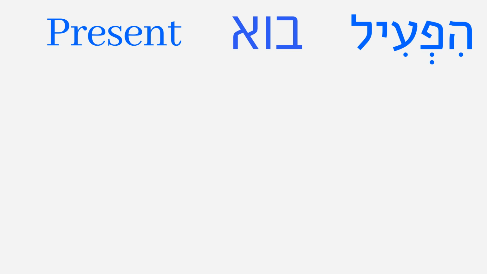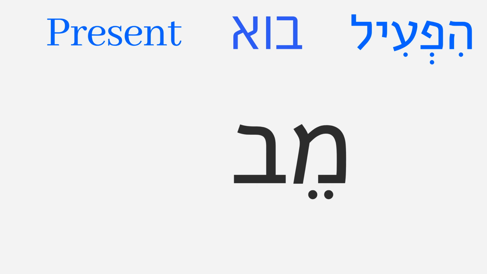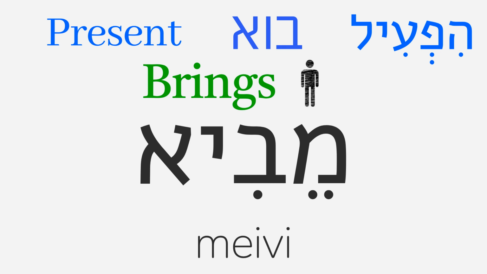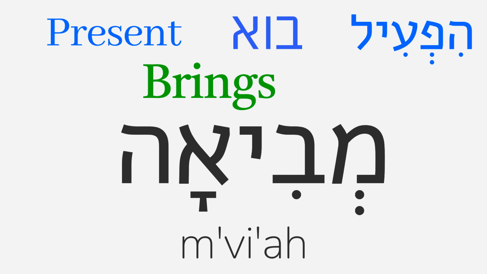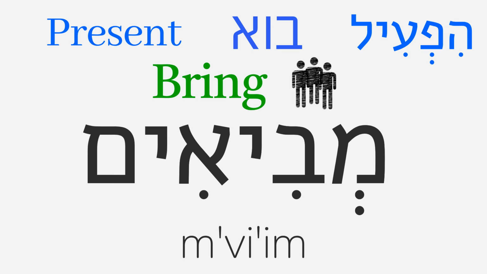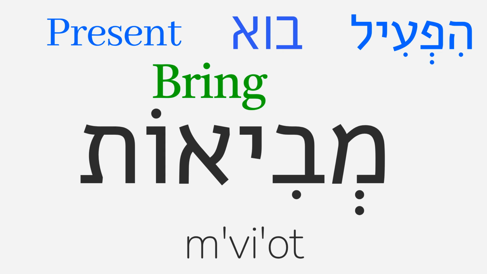The present tense is a little more irregular with hollow roots. The masculine singular form of the hifil present tense of the hollow root bet vav aleph starts with the usual mem, but with these roots, this mem will have a tsere. Then we'll have the first root letter, hirek with yod, and third root letter. Mevi, brings in masculine singular form. To make the other forms, we will have to change the tsere on the mem to a shva, to make mavi'ah, brings in feminine singular form, mavi'im, bring in masculine plural form, and mavi'ot, bring in feminine plural form.